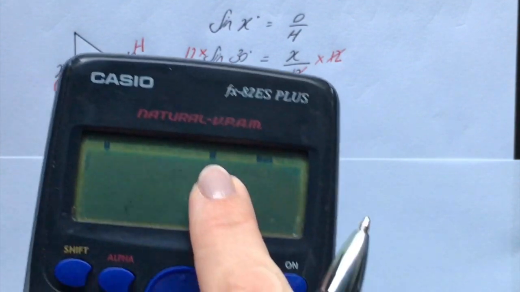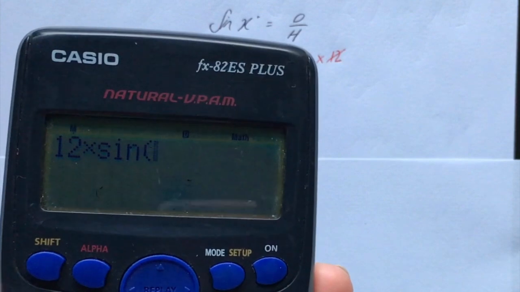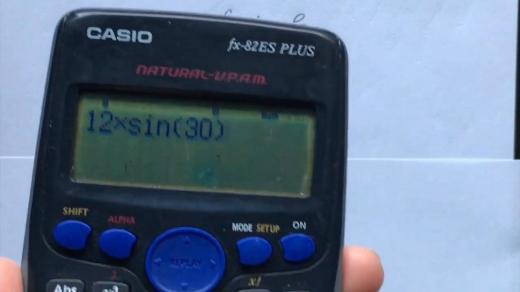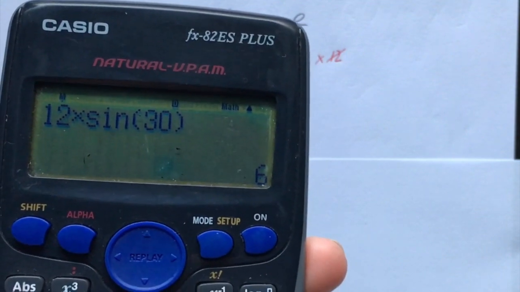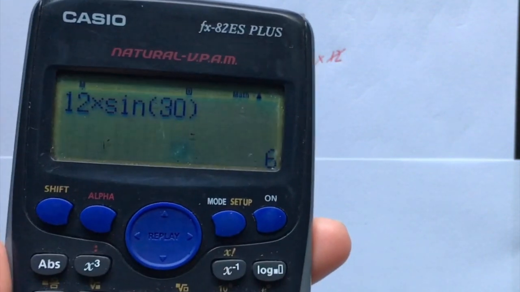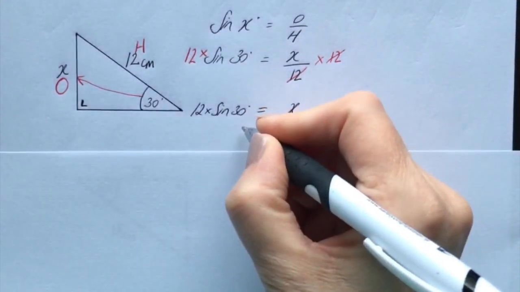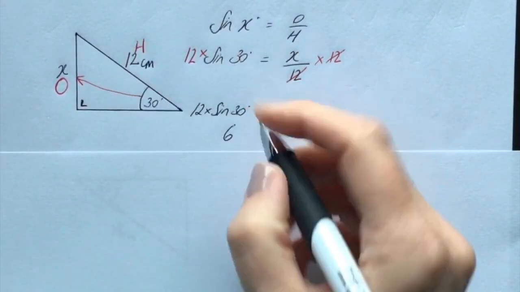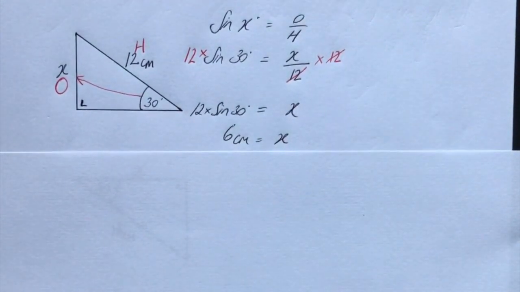A little d should come up here, okay? And now try it again. 12 times sine 30. I was in degrees to start off with, so we should still be getting 6, and I am. So if you didn't get 6, try it again now. Put your calculator into degrees and now check that you are getting 6. So 6 is the answer. And of course, what units are we talking about? We're talking about centimetres. So x is equal to 6 centimetres.